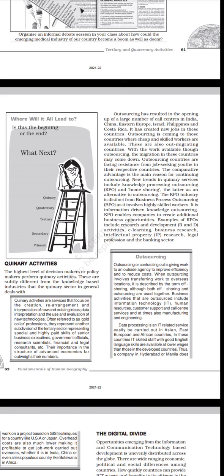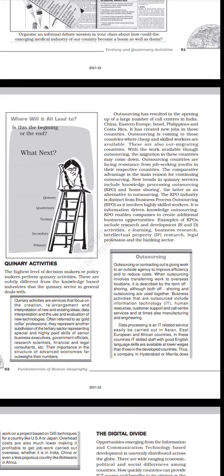New trends in tertiary services include knowledge process outsourcing, KPO, and homeshoring. The latter is an alternative to outsourcing. The KPO industry is distinct from business process outsourcing (BPO) as it involves highly skilled workers. It is information driven knowledge outsourcing. KPO enables companies to create additional business opportunities. Examples of KPOs include research and development (R&D) activities, e-learning, business research, intellectual property (IP) research, legal profession, and the banking sector.